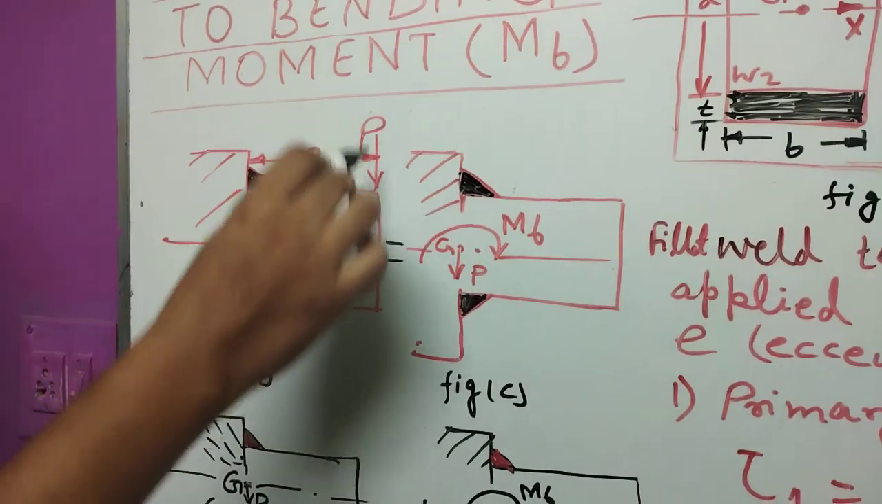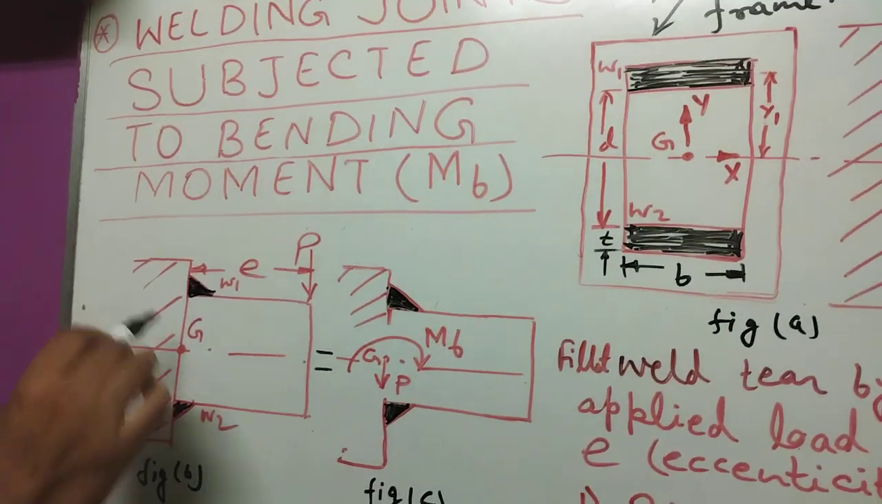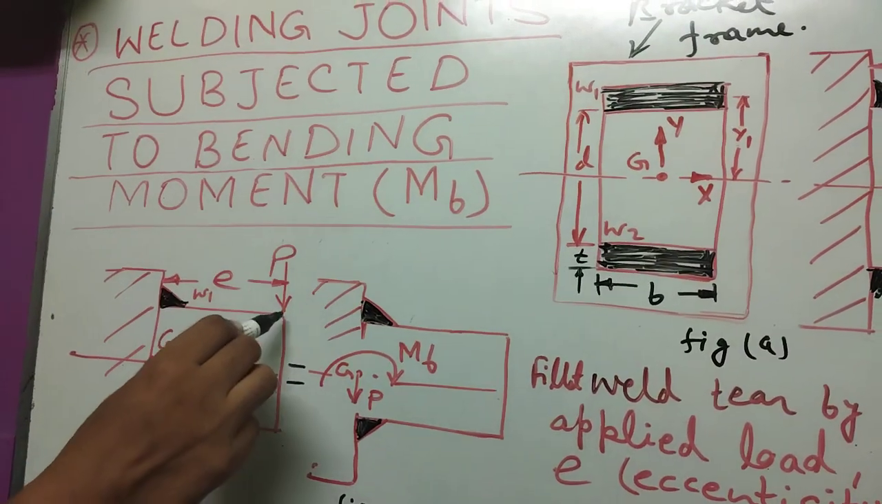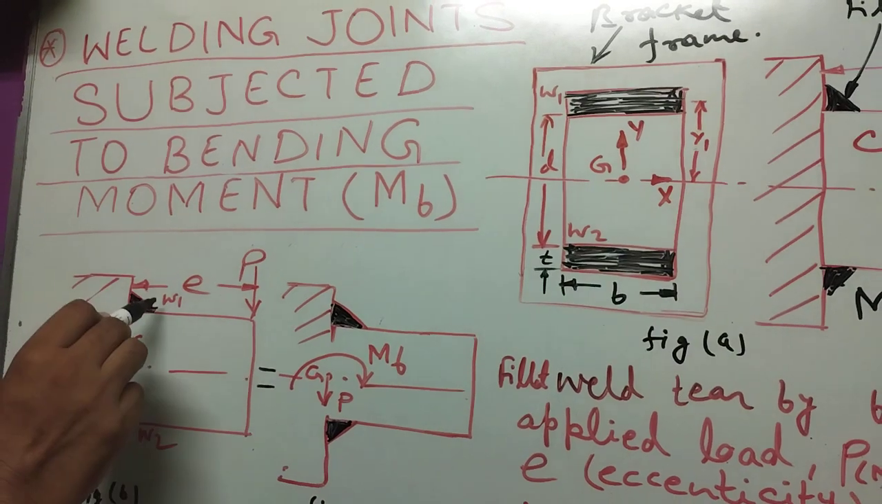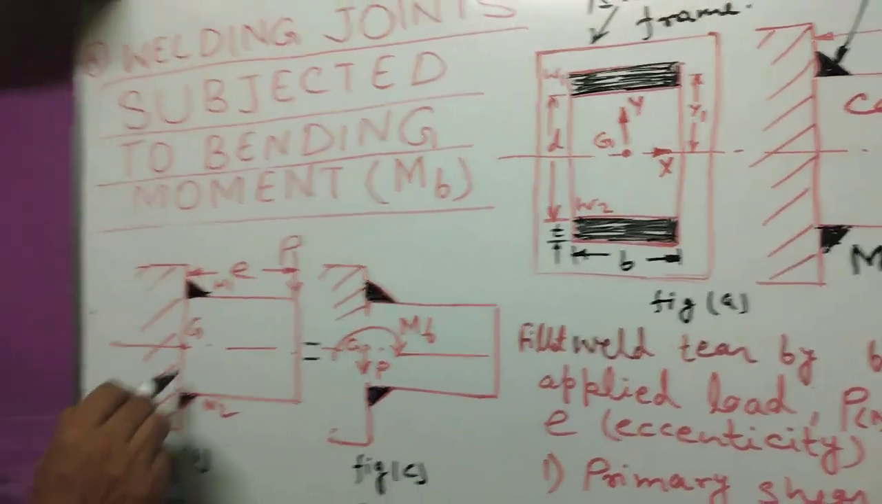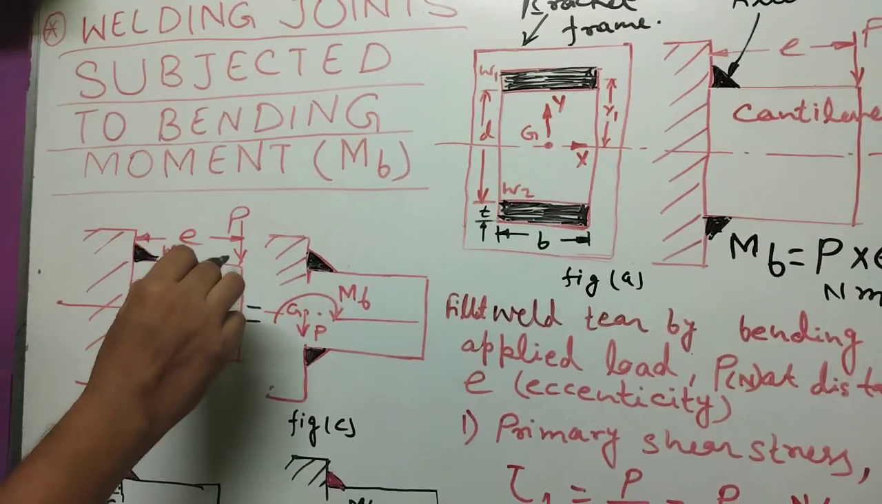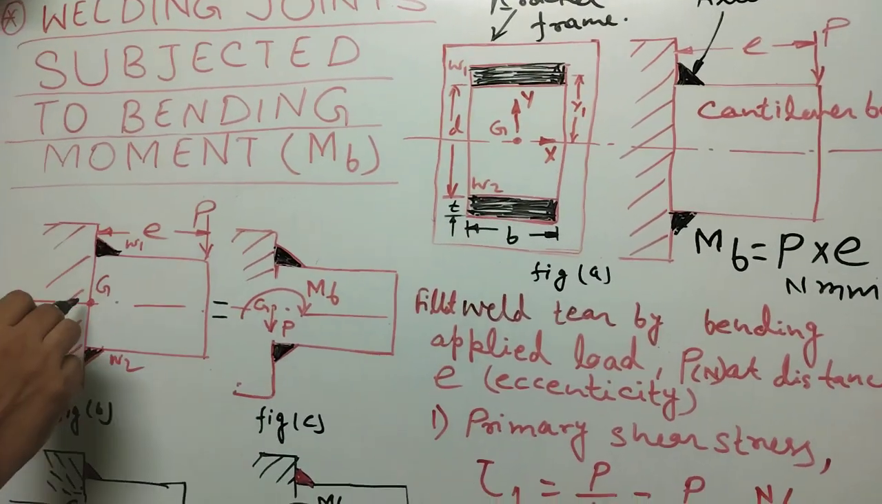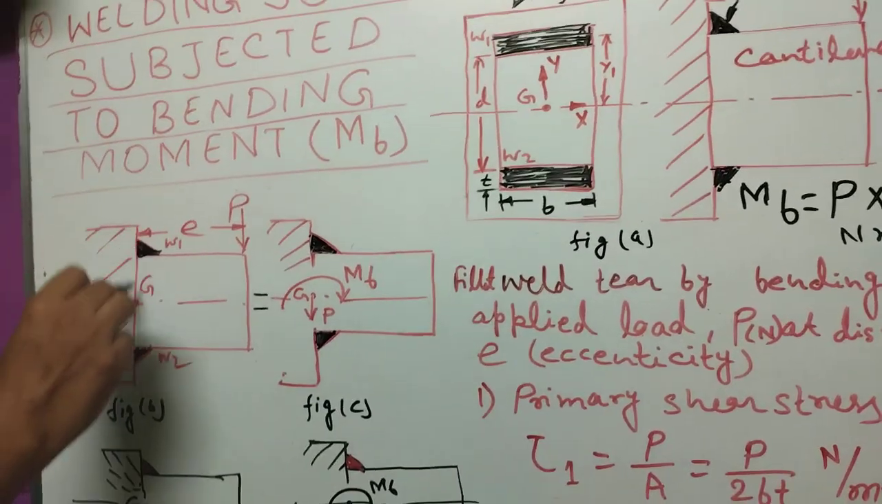First, in figure B, this portion is expanded here. Now the load P is at eccentric distance E, and the two welds are known as W1 and W2. This is the center of gravity G, where the load is applied. When the load is applied, it will tend to rotate the job and it will break due to shear stress.